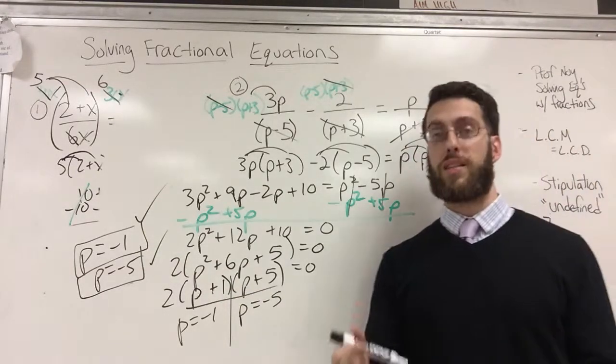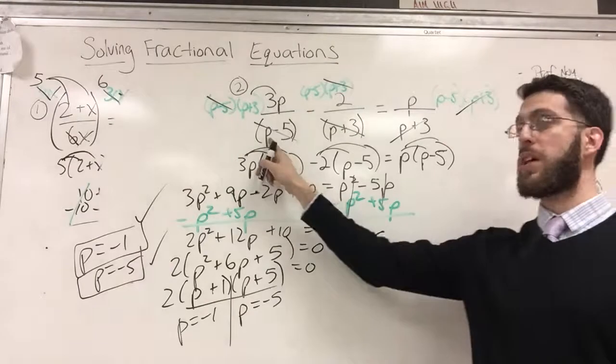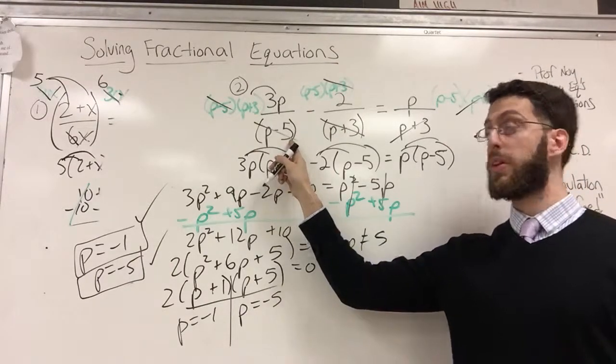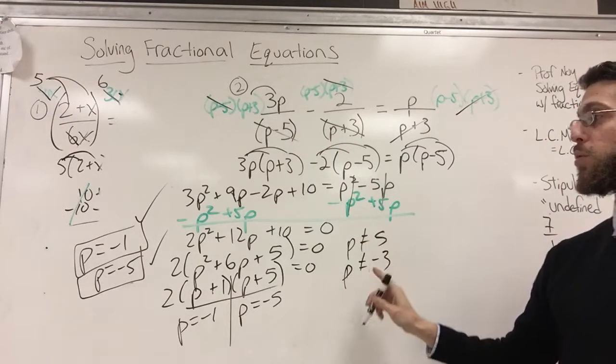And my stipulation that I said in the beginning was, as long as p is not equal to 5, because that would make this 0, can't have a 0 down there, and as long as p is not equal to negative 3, you should be good.